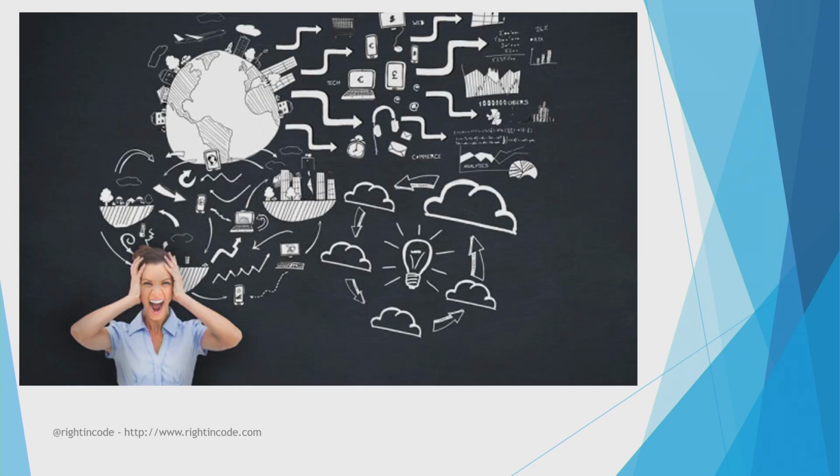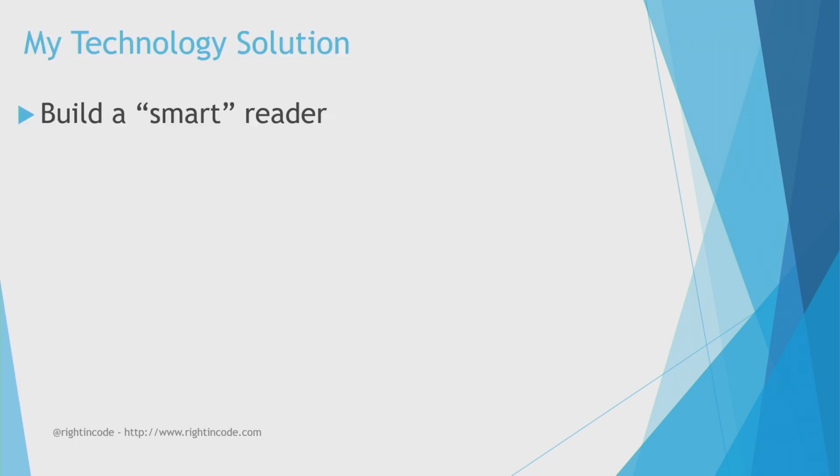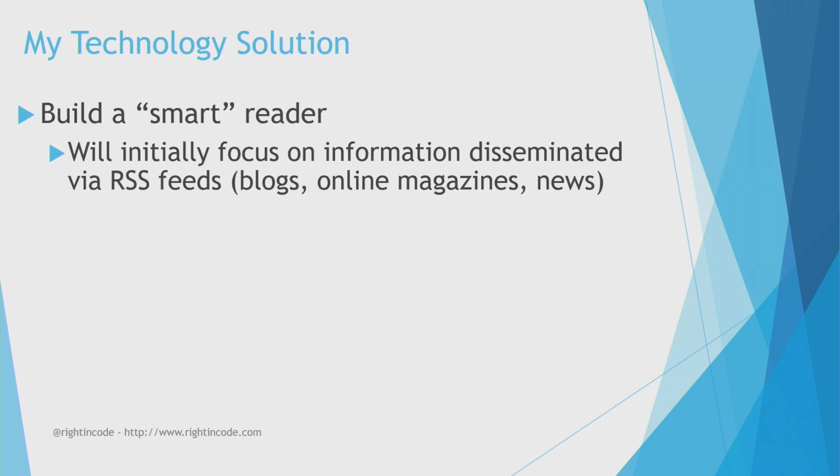And so at the end of the day, end of the week, end of the month, this is what your brain looks like. You've got information coming from everywhere. You're just like, how do I deal with all of this stuff? And so, this talk is about sort of a personal project and how I'm bringing all these technologies together. And so what I came up with was an interesting solution. I wanted to build out a smart reader, okay? And the goal was to initially focus on RSS feeds, so blogs, online magazines, news, things like that. And then eventually expand it to other things.